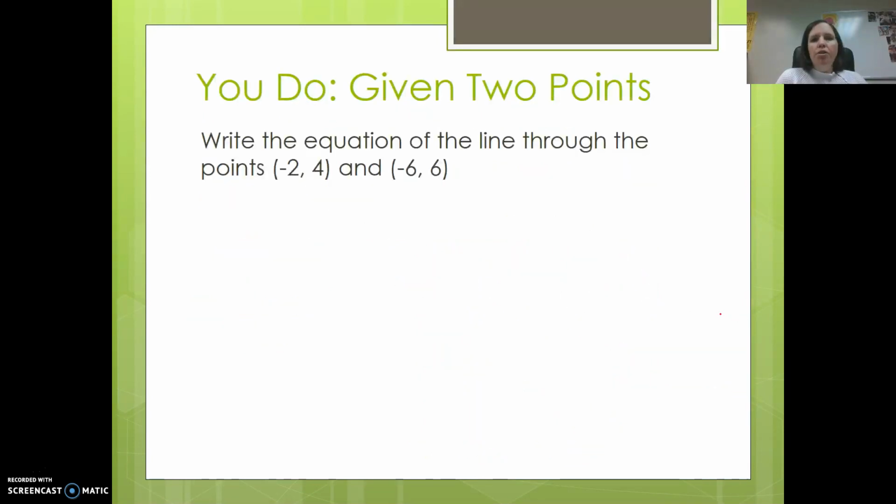So I'm going to give you a chance to pause and try this one. If you're stuck and you need some help, remember that you start with the slope. So I'm going to go ahead and start with the slope. My slope is subtract my y values over, so 6 minus 4, subtract my x values, -6 minus -2. And I end up with 2 over -4, which I hate this, but it's happening on my screen, which I end up with -2/4, which is -1/2.